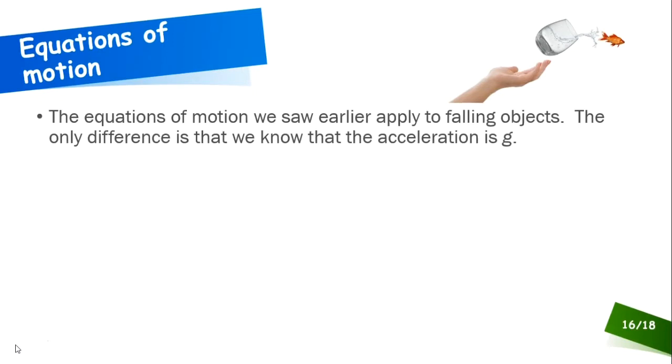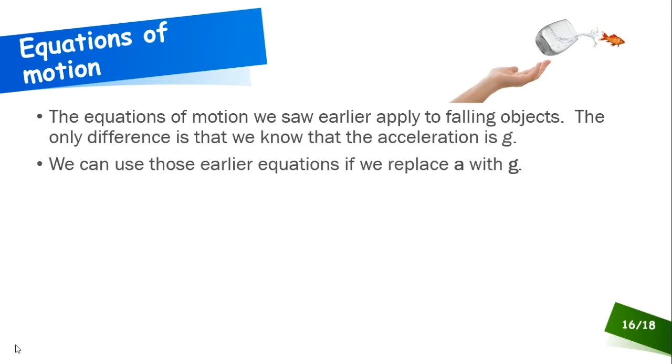So the equations of motion that we saw earlier are going to apply to falling objects. The only difference is that we have a different value for acceleration. It's g. So we can use those earlier equations. We just substitute g in for our acceleration value, and away we go. So our acceleration equation, remember, was defined as a change in velocity over the change in time. Well, we can transform that by substituting g, and now we've got the acceleration for a falling object.